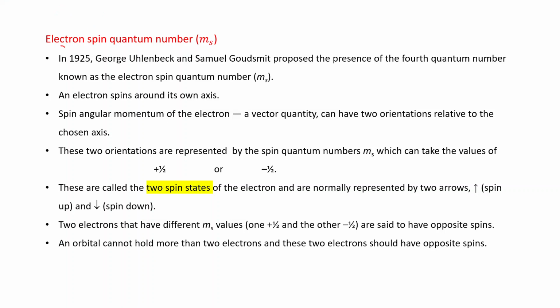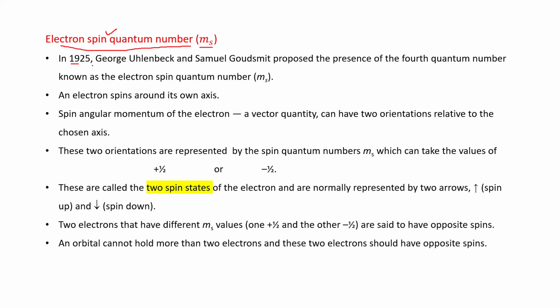Now next one is the electron spin quantum number. Again remember, to describe the orbital we require only 3 quantum numbers, which we have already discussed. To describe the electron, we need one more quantum number. That is, a total of 4 quantum numbers are required to describe an electron, and it is represented as ms.